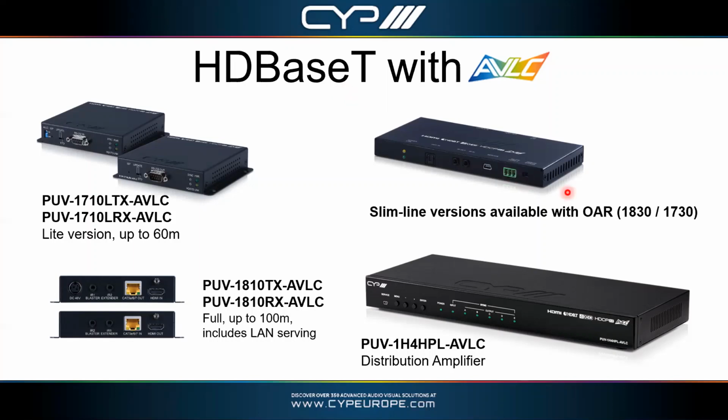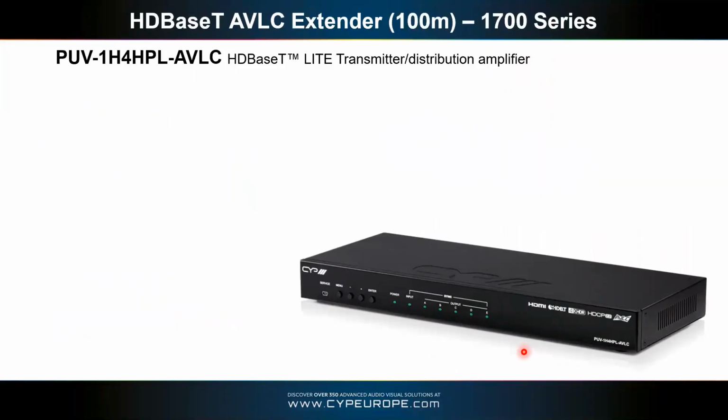You've got the slimline versions, which are the 1830 and 1730, which, as well as being in the slimline casing, they have the optical audio return channel, OAR. So again, if you need to bring audio back from a receiver end back to a transmitter, these units have it. And on the bottom right there, you can see a 1 input, 4 output distribution amplifier, which we will cover next. So this is the 1H4HPL.